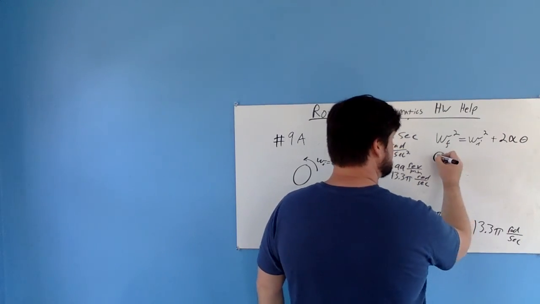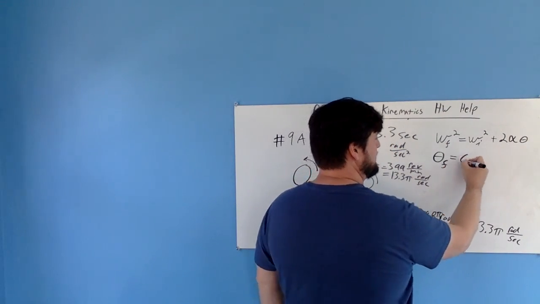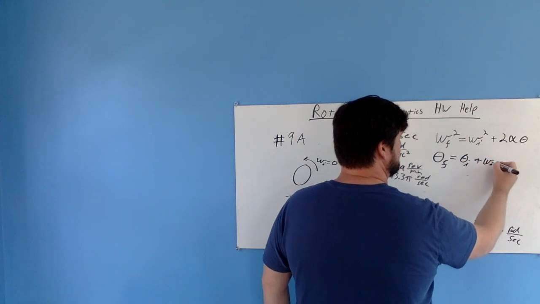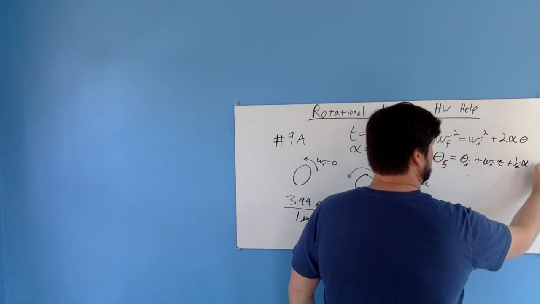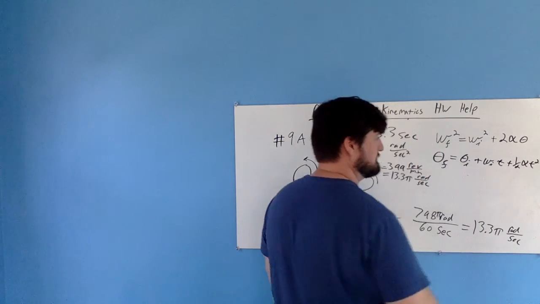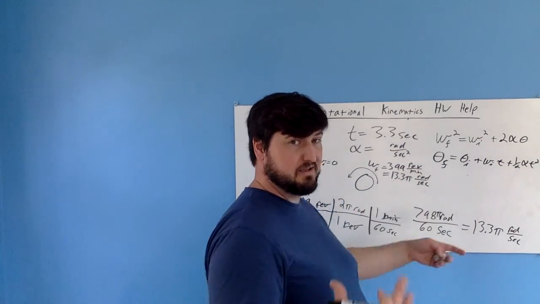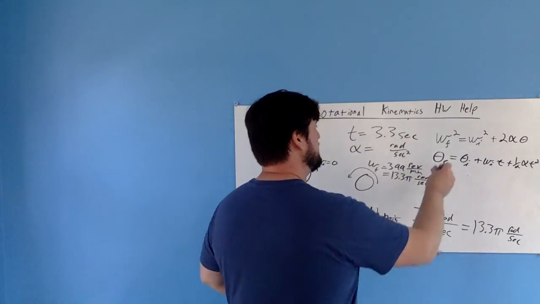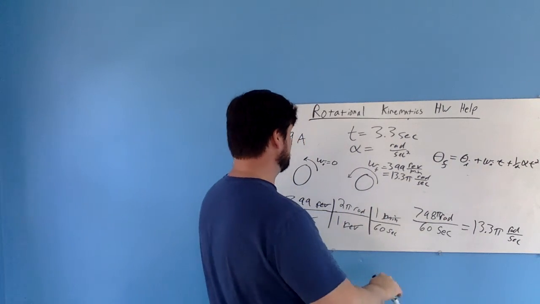The other one you could use is your final radial position equation. Theta final is equal to theta initial plus omega initial times your time plus 1/2 alpha time squared. Well, either one will work, okay? I'm going to go ahead and use this one because when you think about trying to find theta, that's probably the best way of going about it. So let's plug in what we got.